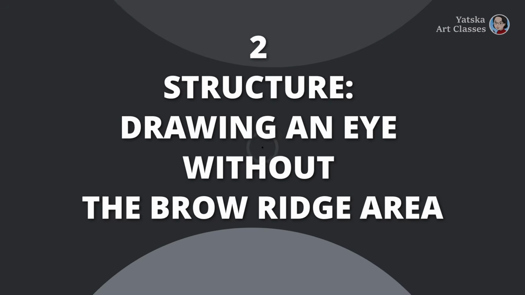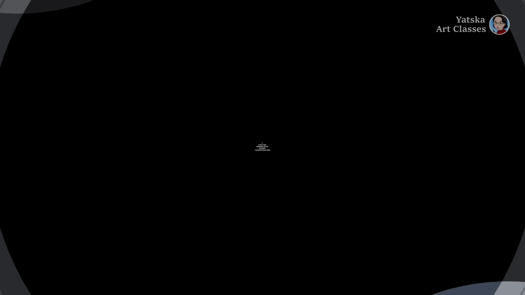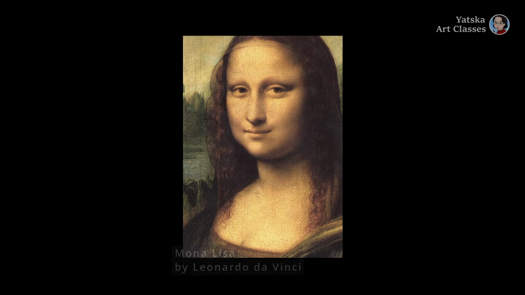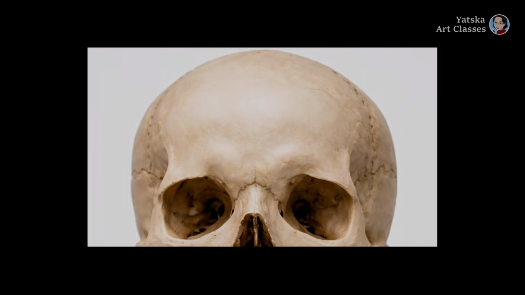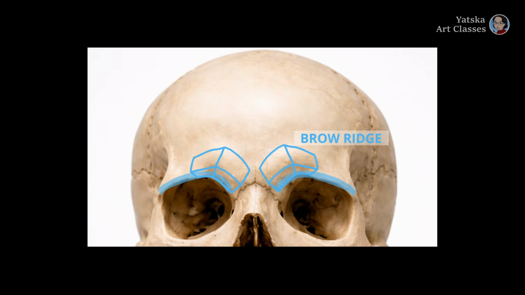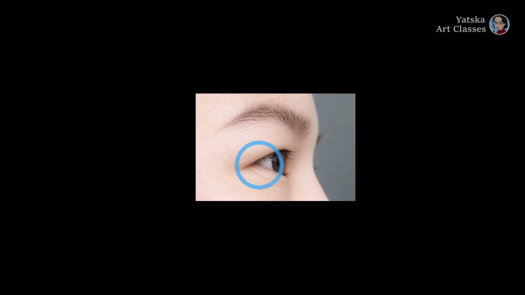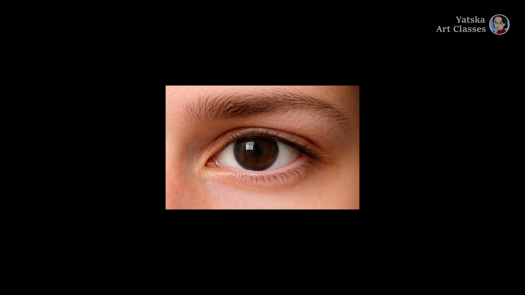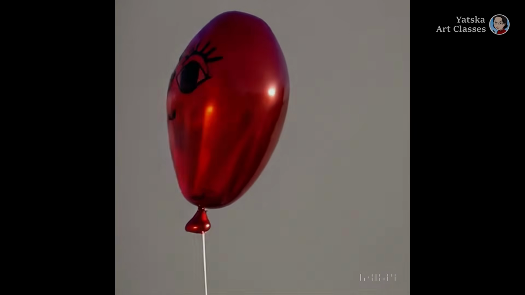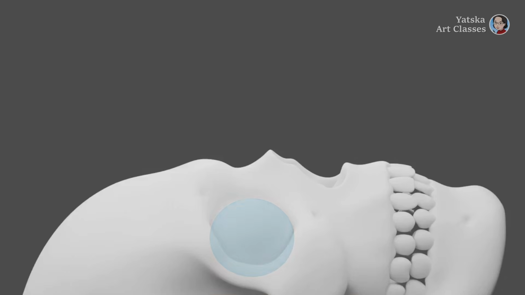Mistake number 2. Structure. Drawing an eye without the brow ridge area. You can skip the eyebrow, that's fine, but you can't ignore the brow ridge area. By this region, I mean the whole structural area above the eye socket, not just the brow ridge alone. This area controls the tension of the upper lid, defines how deep the eye sits, creates shadow. An eye isn't a sticker on the surface, it lives inside a bony socket.